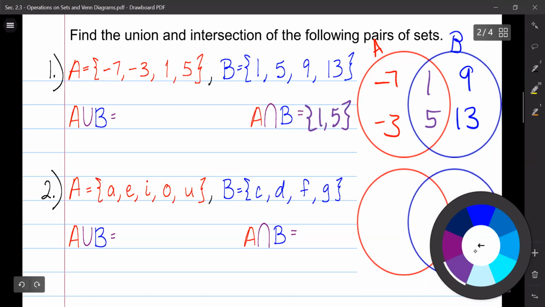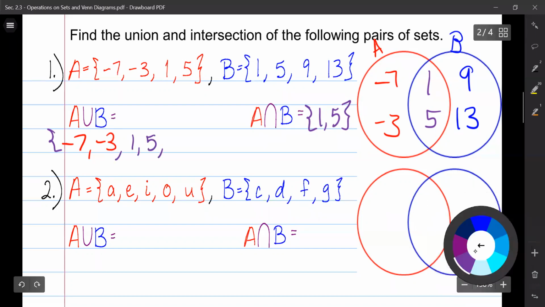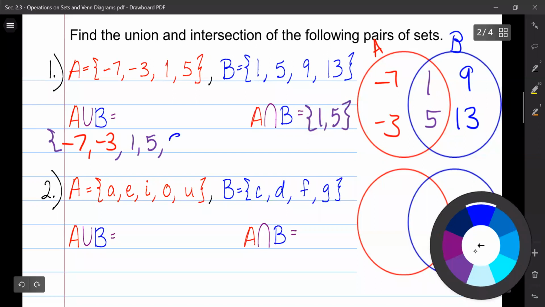And then for the union, the order doesn't technically matter, but I usually try to put them in order from smallest to largest if I have a list of numbers, because that just makes sense to me, but you don't necessarily have to. So the union has -7, -3, 1, 5, 9, and 13. And again, you only list each element one time when you're listing them like that.